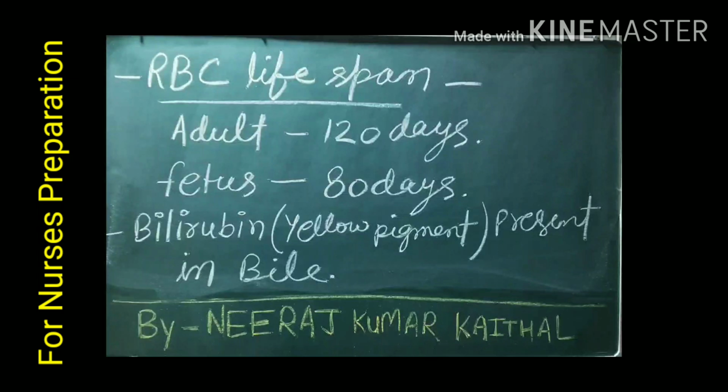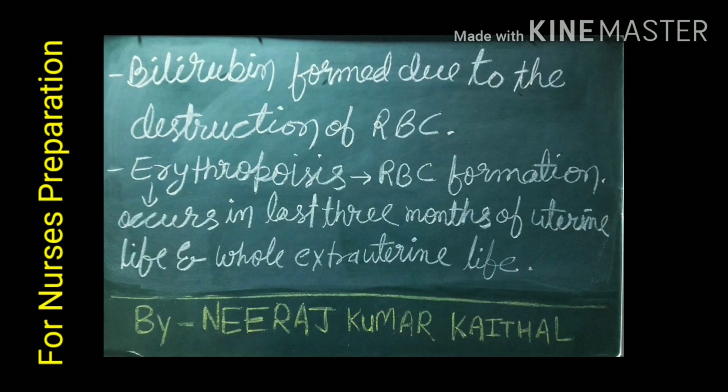Important: the lifespan of RBC in adults is 120 days, in fetus 80 days. Bilirubin is a yellow pigment present in bile. Bilirubin formation occurs when the RBCs are destroyed. Erythropoiesis is a process in which RBC formation occurs. Erythropoiesis occurs in the last 3 months of uterine life and whole extrauterine life.